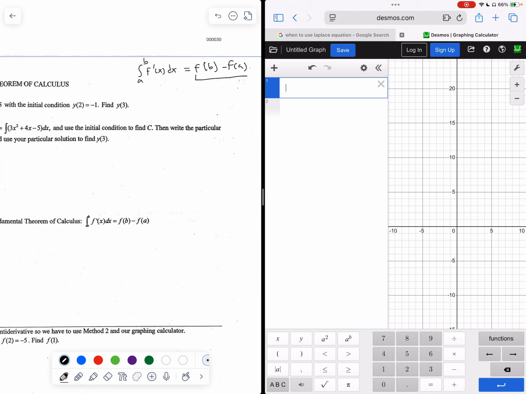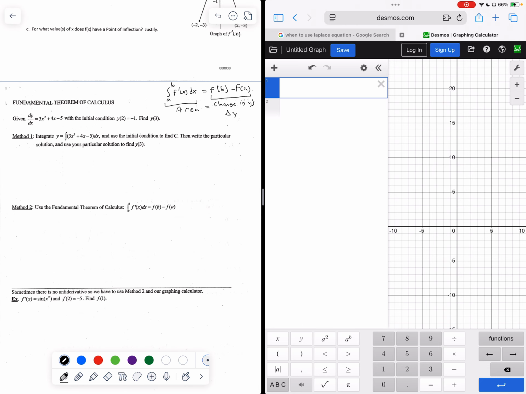Remember, the right side here is the change in the y values. In other words, this is delta y. Likewise, the left side is our area. We've been talking about how the integral itself finds area for us. So this is saying to get the area, all we have to do is calculate the change in the y values. So we can apply this in order to find not just displacement, but my original position, which we're going to talk a little bit about later on. But right now, we're going to take a look at it very simply.